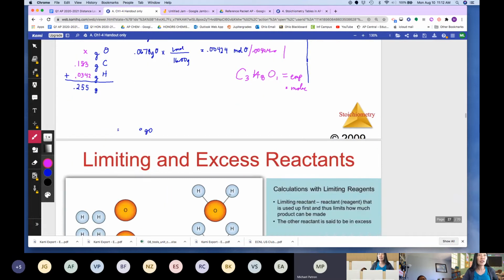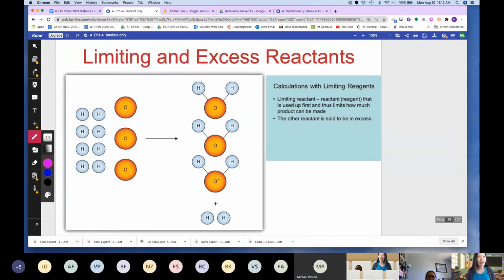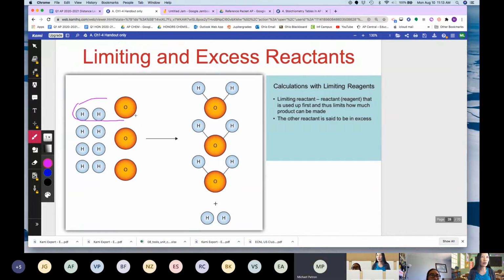Okay? So, limiting and excess reactants. If you match these two, what do you get when you put 2 H's and an O? H2O. How many H2Os can I make? 3. I can make 3, right? Why can't I make 4? You're out of O's. That means your reaction will stop. That means the O just limited your reaction. It limited it from continuing, didn't it? Bad oxygen. That's called the limiting reactant.